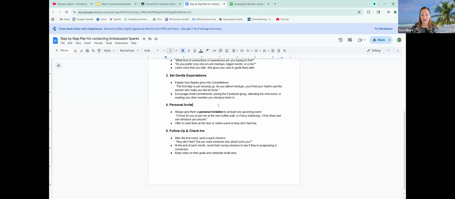And then following up after you have events, after each event, make sure there's a quick check-in. How did that feel? Did you meet someone that stood out to you? And then helping them reestablish that connection. If they didn't get each other's number, but they want to get together, and you don't have both of the numbers, you can always ask me and then I can help with that.